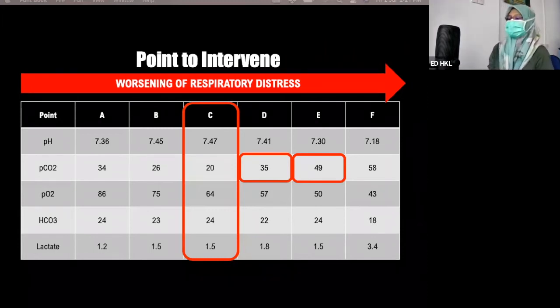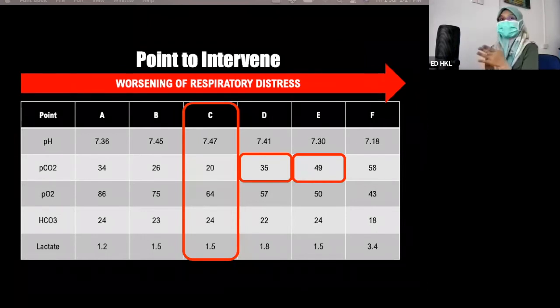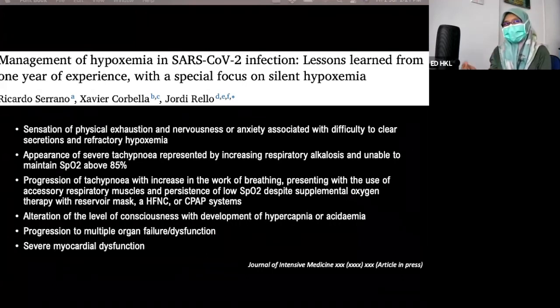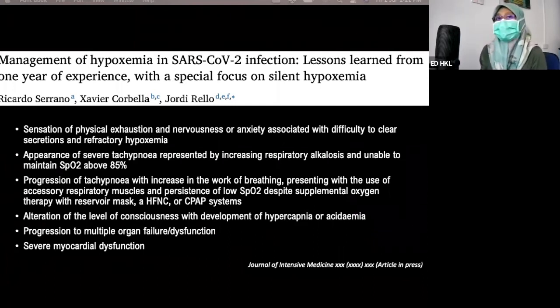Faham tak? Okay. So yang dekat A and B, or even A, apa intervention yang you boleh buat? Yeah, Kasturi. Why B wasn't the answer? B can be the answer actually, if clinically the patient is exhausted, but on the ABG, I think the best time is C. You see the worsening of respiratory alkalosis. Correct. If the patient is on high flow mask, you can change to high flow nasal cannula with some PEEP, high flow, and prone the patient, which I will explain later on.